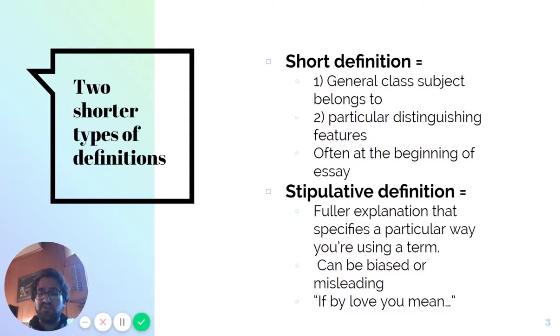Stipulative definition is a fuller explanation that specifies a particular way that you are using a term. This could be biased or misleading. For example, if by love you mean someone who pays for everything for you, that's its own tiny definition of love and not encompassing of the whole word.